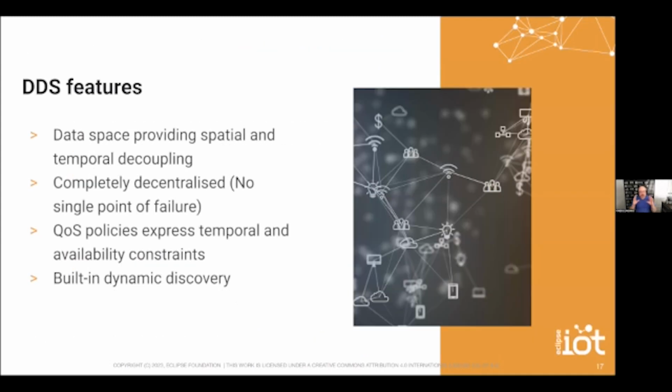So DDS provides complete decoupling between the participants and the nodes in a network through the concept of a data space. So, you know, it's a bit forward thinking there, because we are talking increasingly about data spaces in the IoT and Edge space. It's completely decentralized, so there's no single point of failure. So this could be of value to you. And it's got a very granular set of quality of service policies that enable you to express specific constraints about the infrastructure. From that perspective, it's quite interesting and flexible.